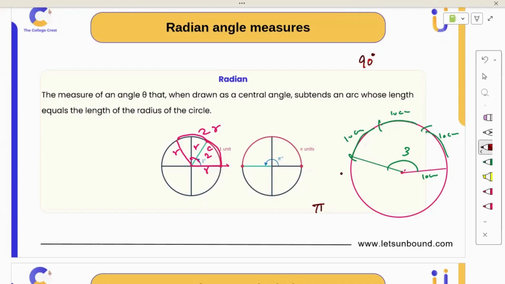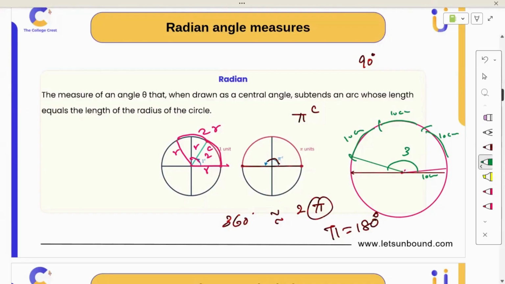the forms of pi. For example, one complete rotation is 2 pi. In degree notation, you will say 360. So 360 is equivalent to 2 pi. Right, so pi is equivalent to 180 degree. In radian, it's pi. In degree, it's 180. So the straight line will form a pi. And it's not degree symbol, it's pi c. And even if you don't mention it, they will consider it as a radian only.